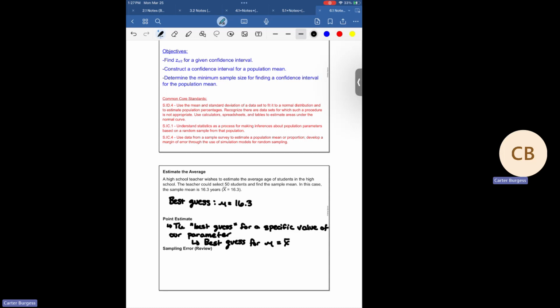But we run into this issue where we don't actually expect mu to perfectly match X bar. In other words, there should be some amount of error.